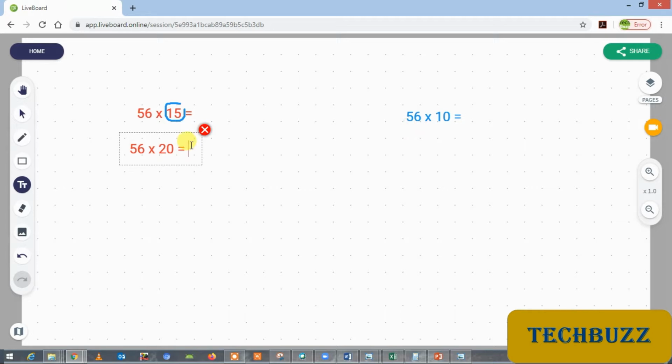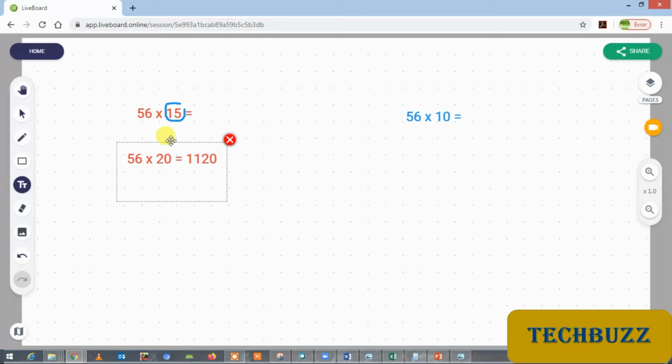Now multiplying any number by a multiple of 10 is very easy. Why? Because you need to multiply by the number only. You don't need to multiply by the 0. What I mean is, you will multiply 56 into 2. So what is 56 into 2? It is 112, and after that you just put the 0. So 56 multiplied by 20 is 1120.